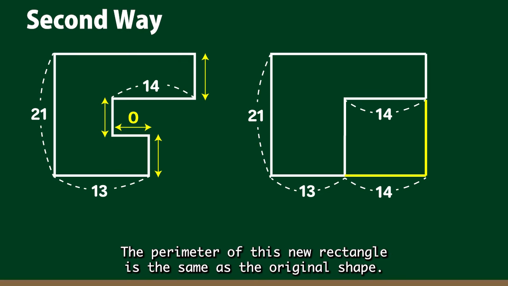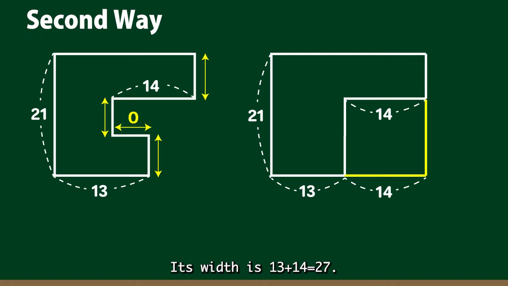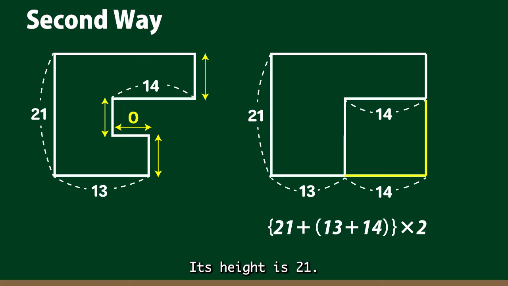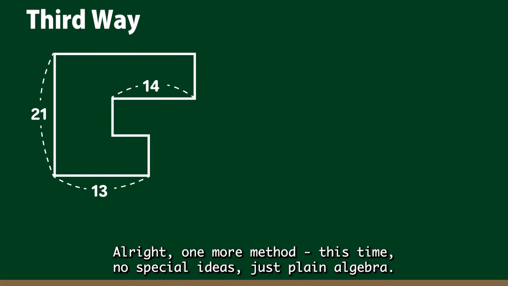The perimeter of this new rectangle is the same as the original shape. Its width is 13 plus 14, which is equal to 27. Its height is 21. So again, the perimeter is 96. Third way. All right, one more method.